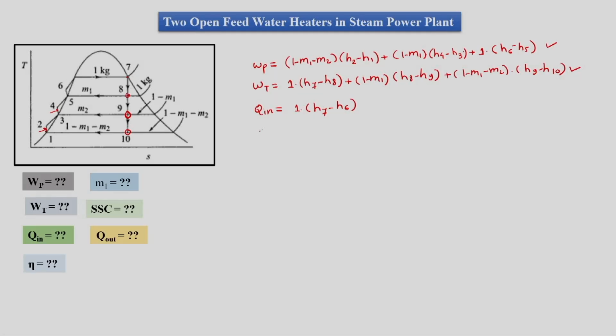But then we have to find out Q out, and Q out is in the condenser where we are handling mass 1 minus m1 minus m2 and enthalpy is decreasing from H10 to H1. So these are different work and heat interactions for the power cycle. But now we are supposed to find out m1 and also m2. So how to find out m1 and m2?